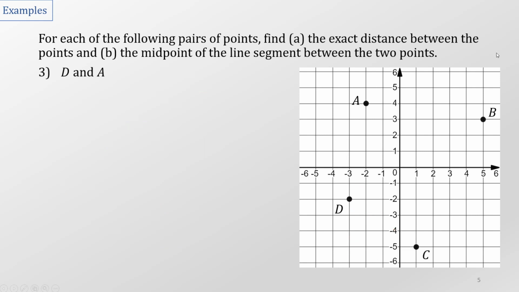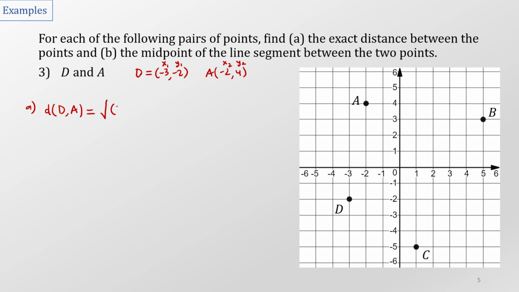Last one here, we have the points D and A. Let's remember that D has coordinates negative 3, negative 2, and A has coordinates negative 2, 4. So for part A, the distance between those 2 points. Now it doesn't matter which one we call point 1 and which one we call point 2, but let's just stick with the problem statement and call D point 1 and A point 2.